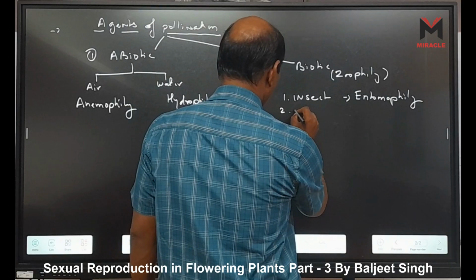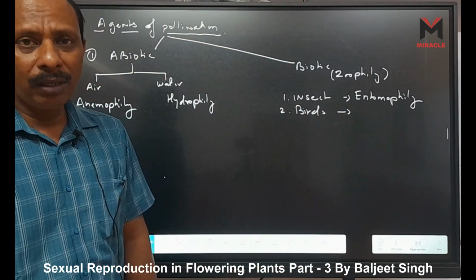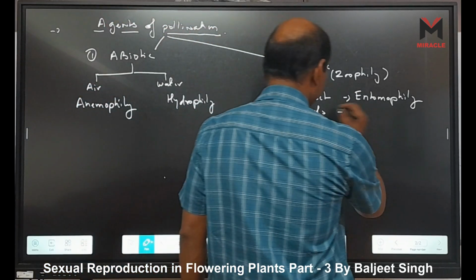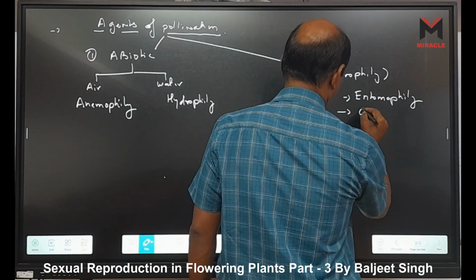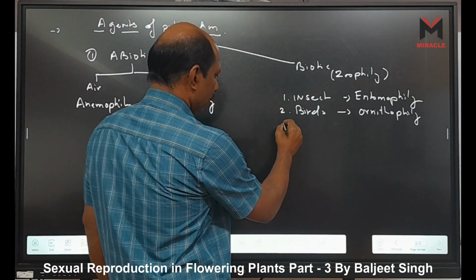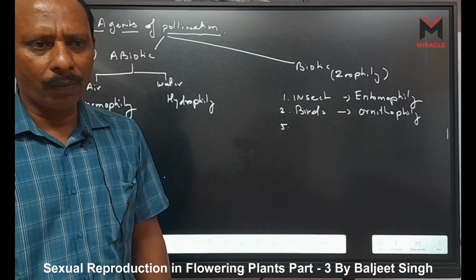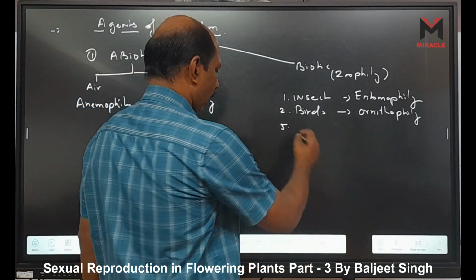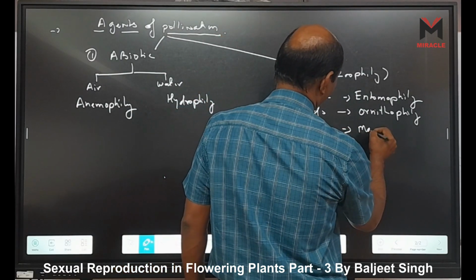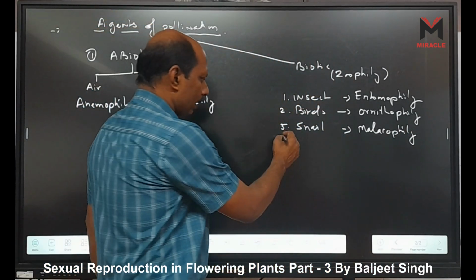Second, if birds are involved, like honeybird or hummingbird, as in Bignonia it is hummingbird, right? So this is called ornithophily. Third, if snails, like garden snail, Lemna, are involved in pollination, then it is called malacophily, right?